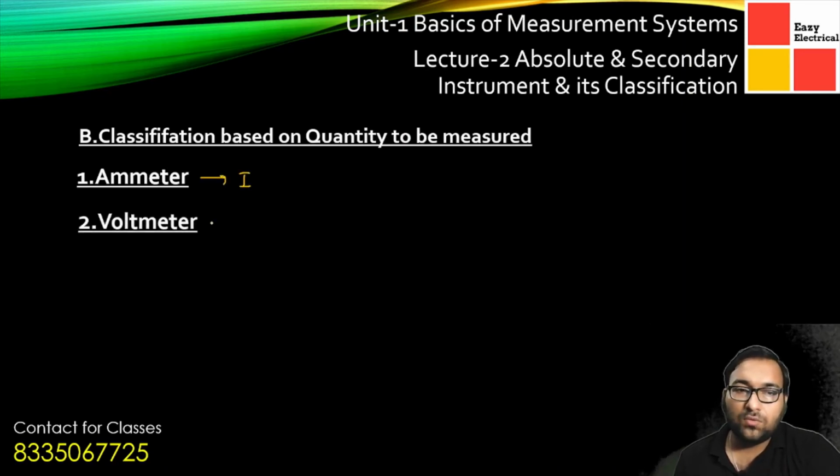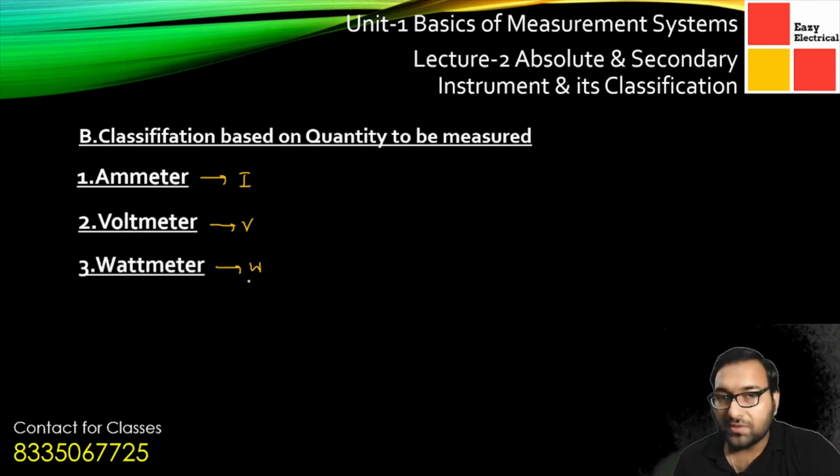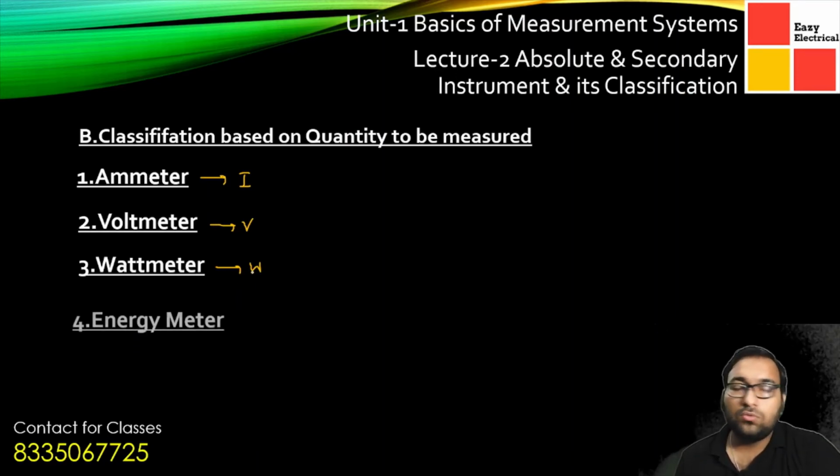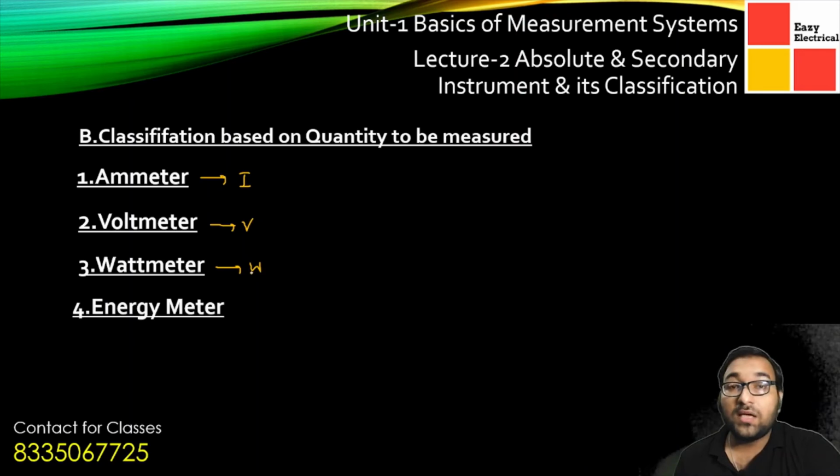Now voltmeter, we basically use it for the measurement of voltage. Now for wattmeter, we know we measure the wattage of any circuit through a wattmeter. Now in the case of energy meter, we are basically measuring the energy of the system, that is watt into time, that is power into time.